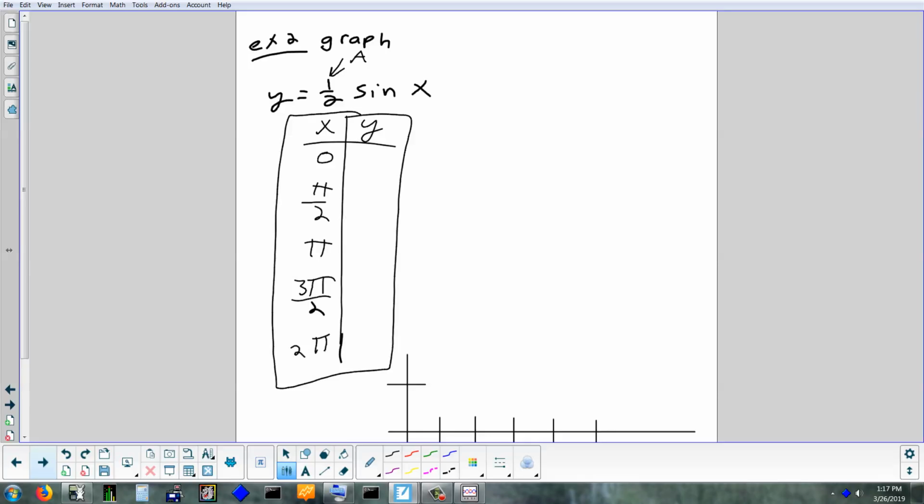Allie, what are my original y values for sine? 0, 1, 0, -1, 0. Yep. And now we're going to multiply all the old y values. Peter, what are we going to multiply them by? 1/2. Yep. 1/2, 1/2, 1/2, 1/2. Okay, Madeline, when I multiply those out, what will I get for my new y values?